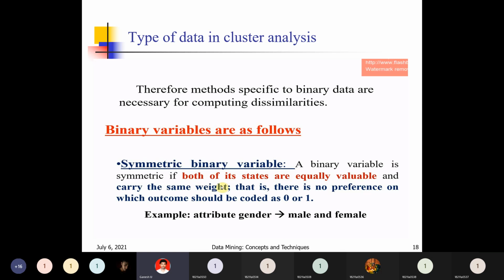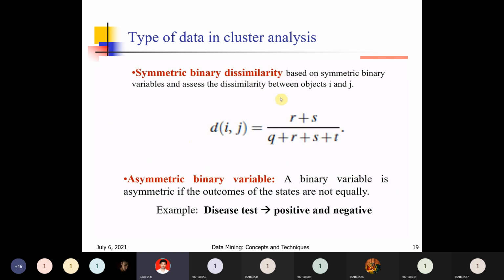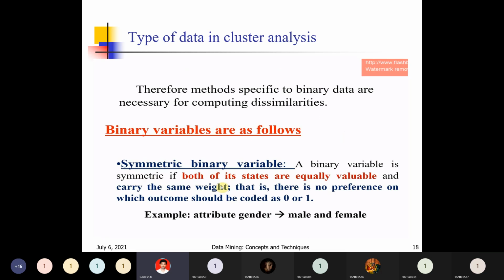Next, the asymmetric binary variable. You can observe disease, any fever, yes or no. Fever yes means positive, that you are having a fever. No means negative, you are not having fever. You are not having corona. For example, a corona test, positive corona, negative corona. That is absolutely different. So asymmetric binary means two values that are completely different. Symmetric binary means those two values are similar. Those two values you can give any value.